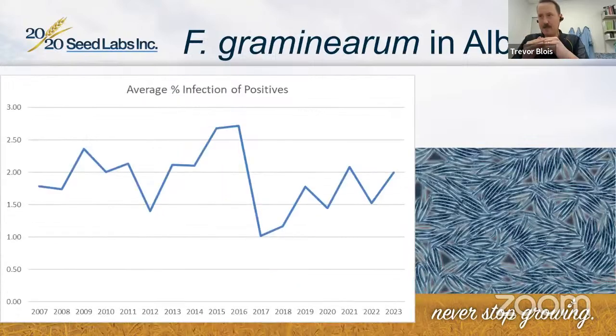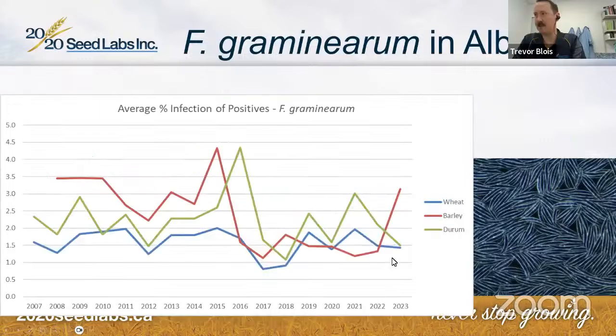Looking at just positive samples, what is the average percent infection in the positives year to year? So this is out of those 200 seeds that we test, what percentage of those in an average positive sample have Fusarium graminearum? So this year we're at about 2% in the average sample. This has really been driven by a specific crop, which you'll see on the next slide. But it is up from last year, similar to kind of 2021 levels, which, although it wasn't as high a percentage of samples testing positive in 2021, was a similar amount there.